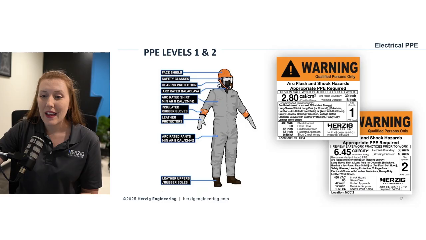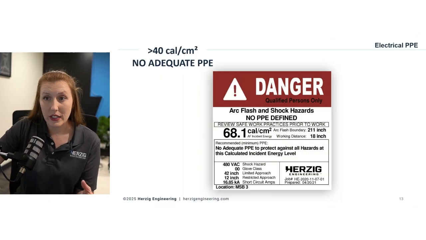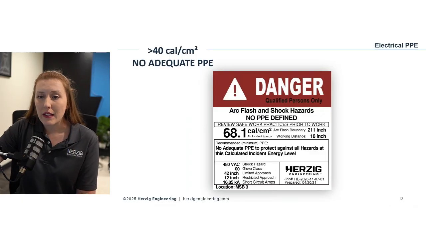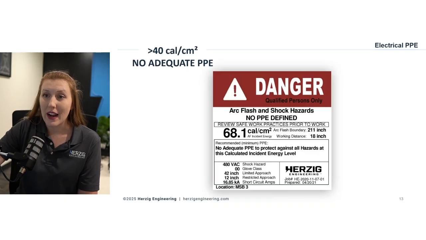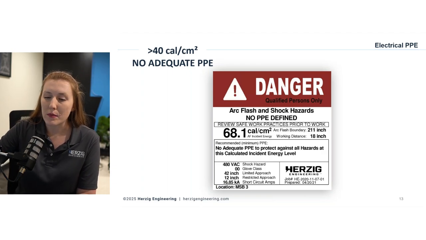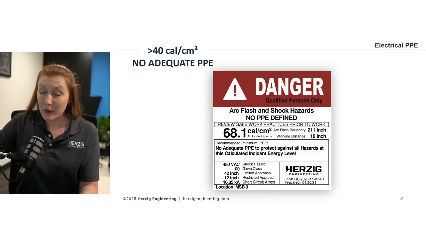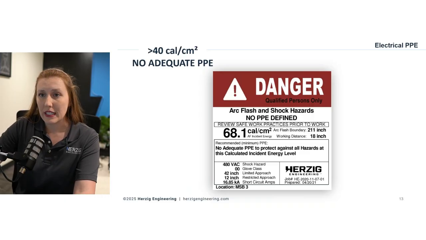That's what you're trying to get out of this analysis. It's also going to show you whenever you don't have PPE to protect yourself. So you'll get danger labels: no adequate PPE for this level of hazard, because you don't simply have a suit rated high enough to get into that safely. Now, it doesn't mean that you can't work on it ever, but it just means that there's going to have to be some additional steps, some additional risk controls put into place. You don't know what the results of the study are going to be until it is completed.